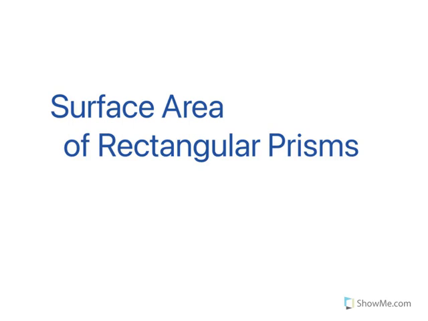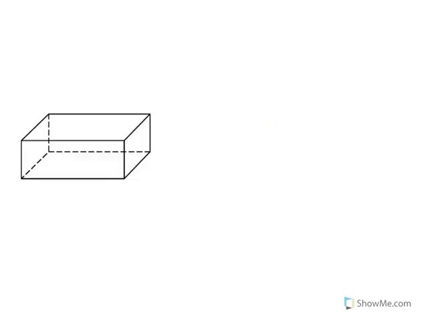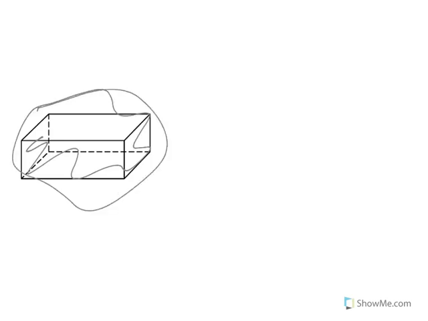Let's talk about surface area of rectangular prisms. Now, surface area is basically like wrapping a present. So think if we have a box and we're going to give it to somebody for a present, we need to wrap it. So we need to cover just the outside, right? That's the idea of surface area.